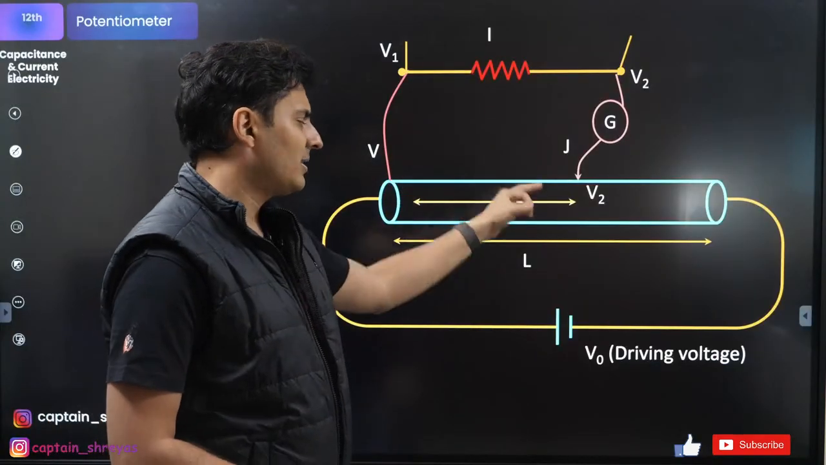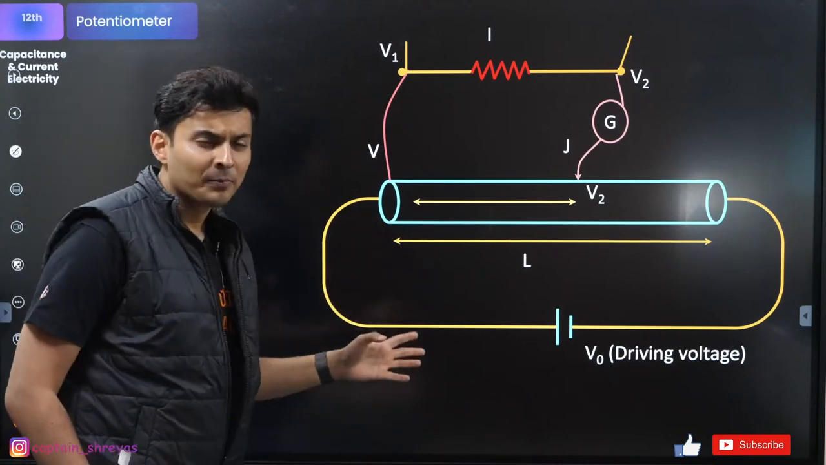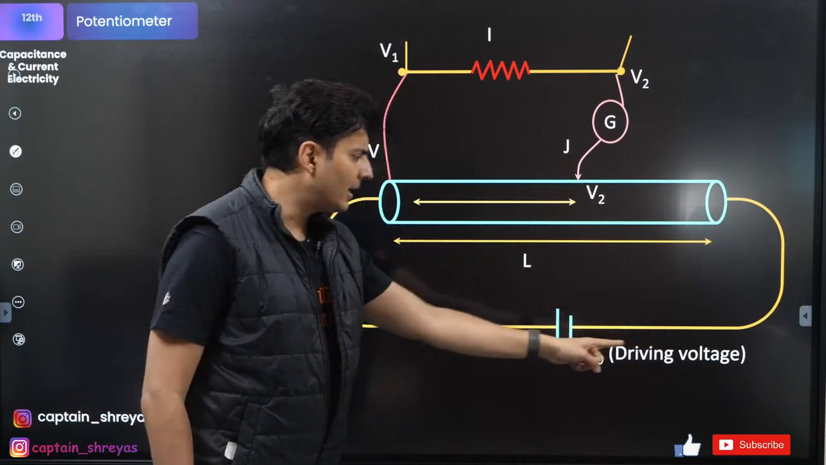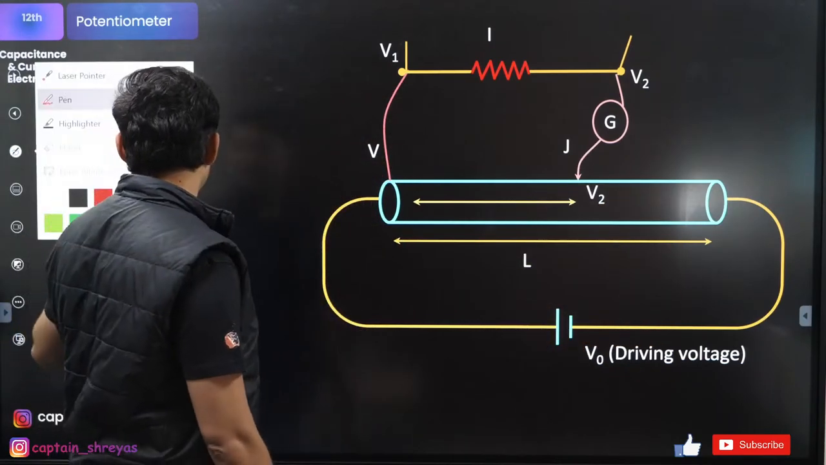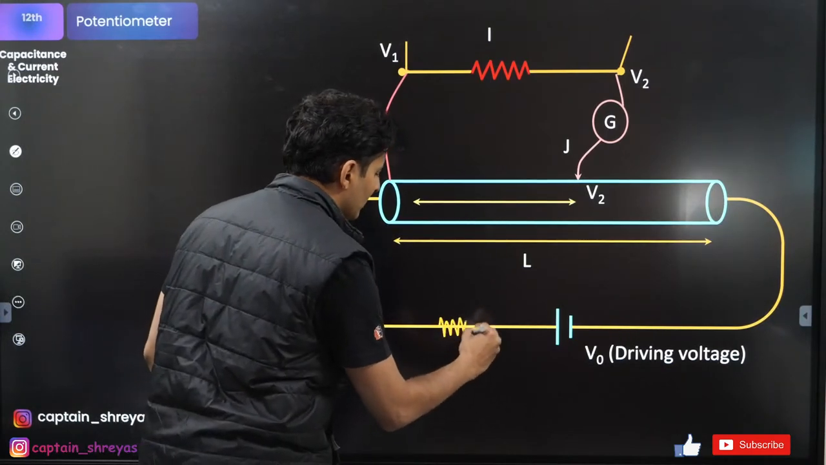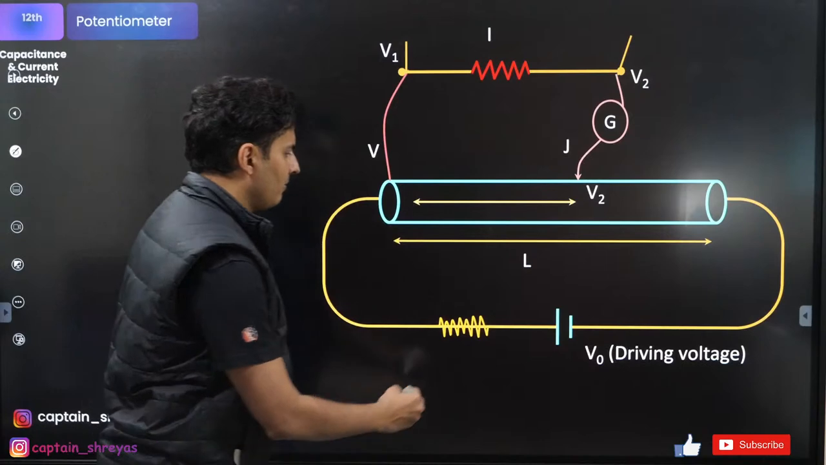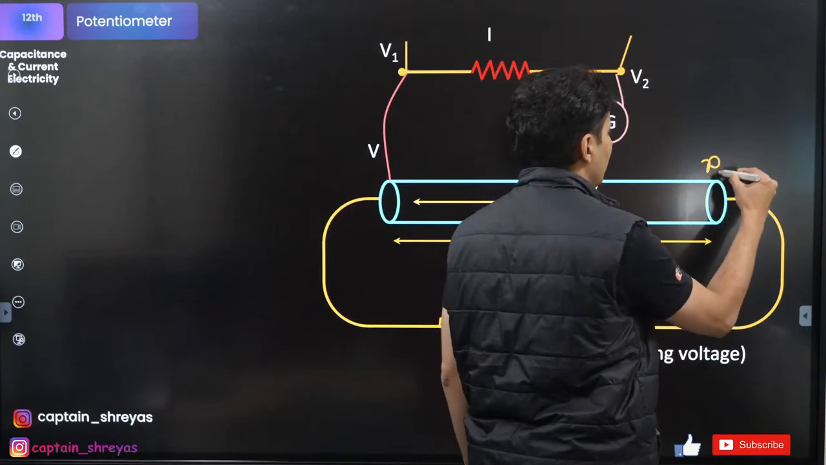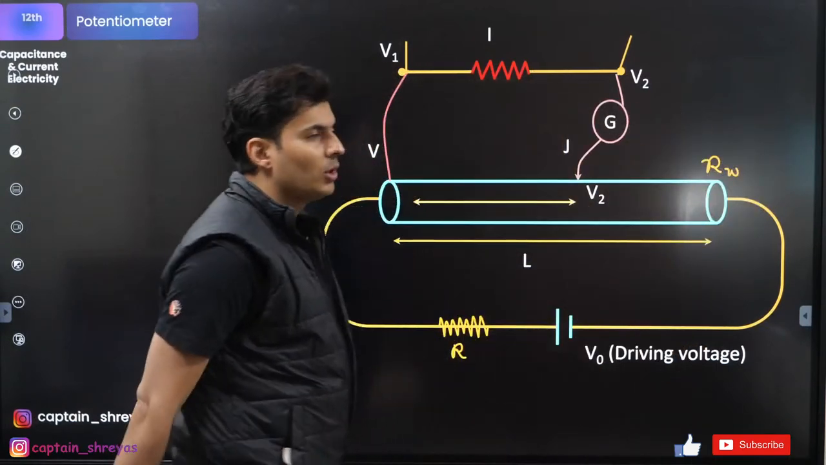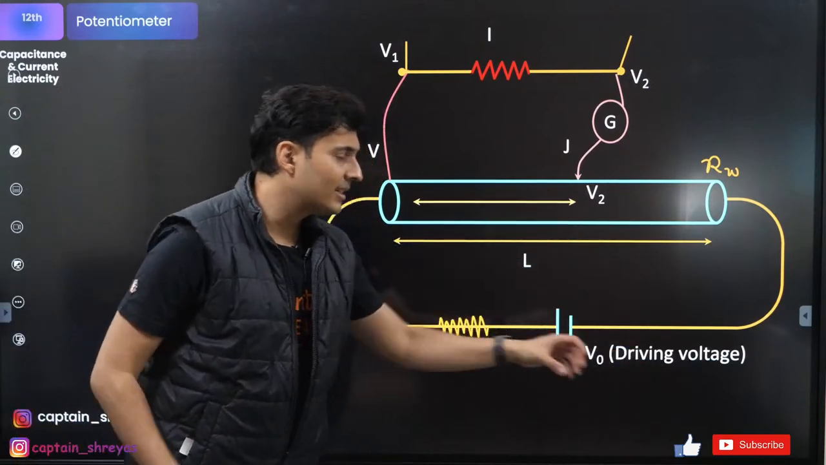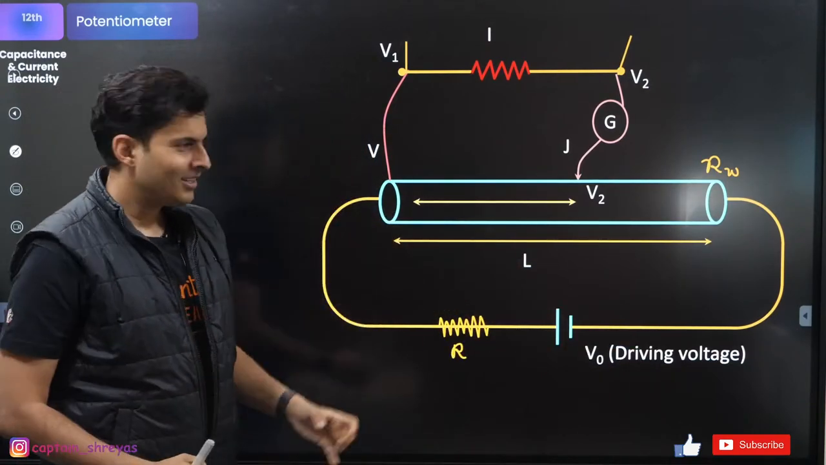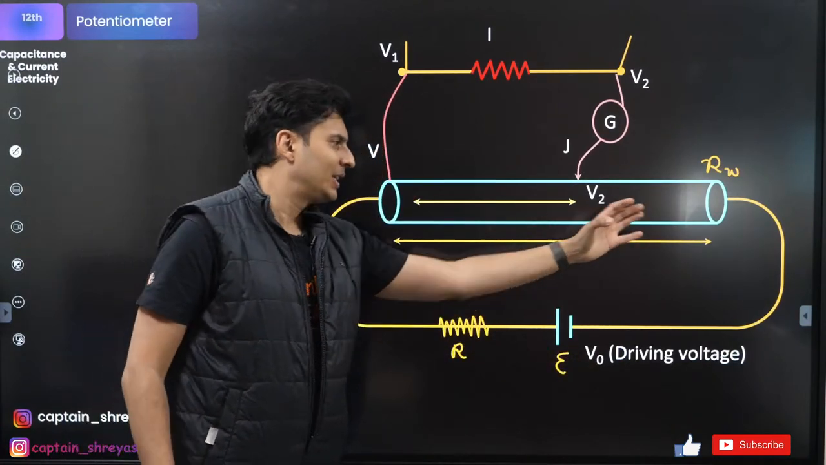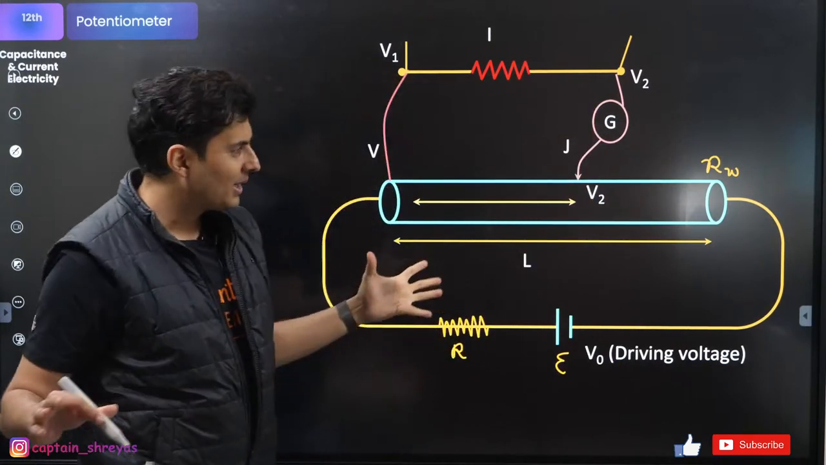So this is a basic setup of a potentiometer experiment. Generally, this is the potentiometer wire of certain length L. The wire is connected to a battery and maybe even some resistance over here. Could be internal resistance or just an external resistance, doesn't matter. Maybe I'll just call it R. This wire itself has some resistance RW. This is usually called the driving circuit or primary circuit, because that's where the main battery is connected. There is some resistance, there is a wire, you know the length, you know the resistance of the wire, everything.